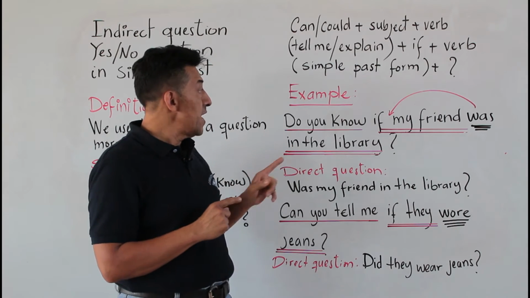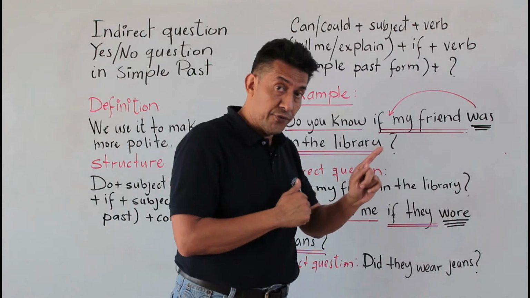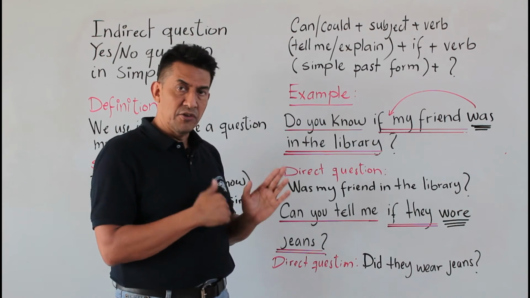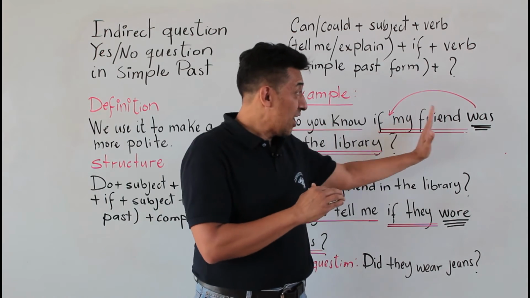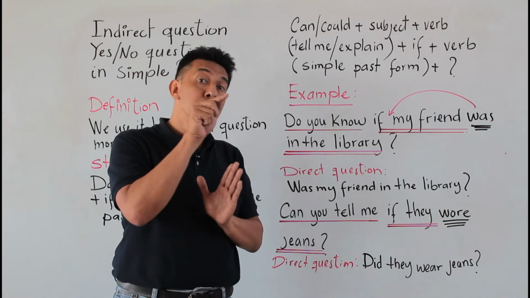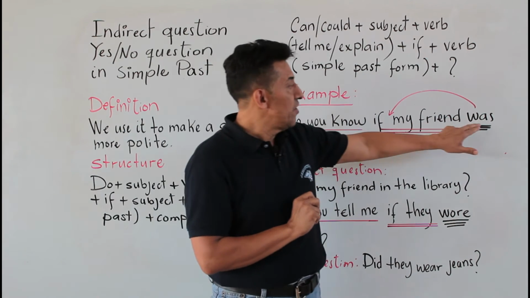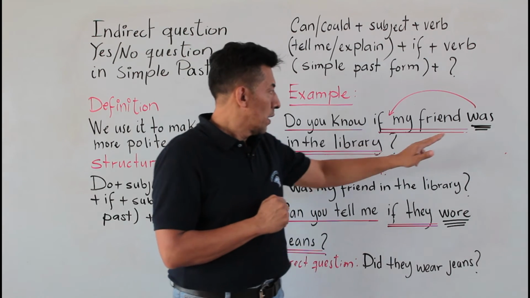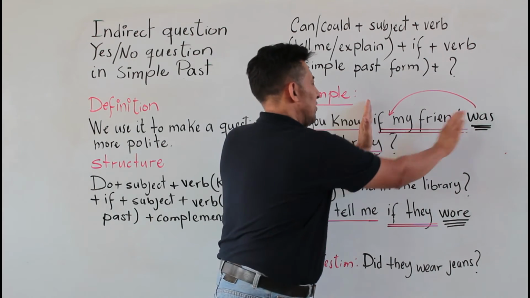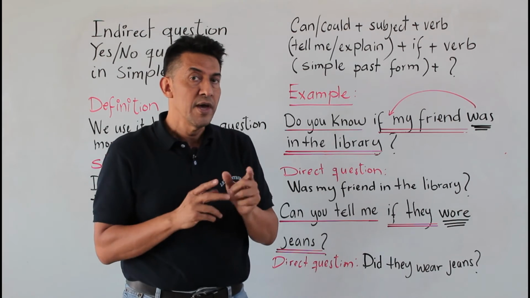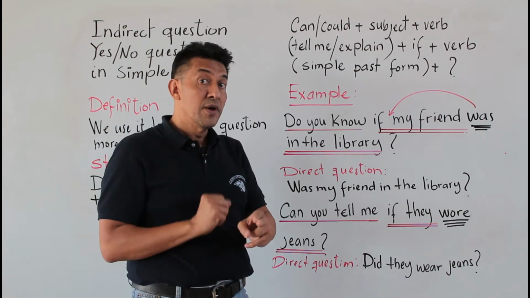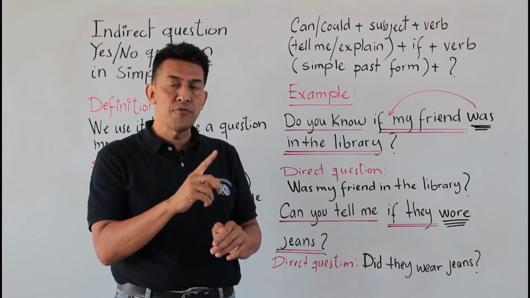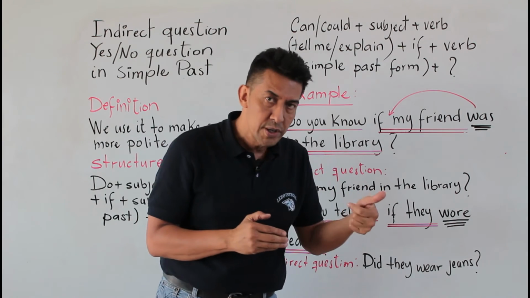So the first one says, hey, do you know if? Remember, we always use this part of the sentence: do you know if. The second part of the sentence is the one where you have to be careful with the verb, because it has to be in the simple past form. So the verb in this sentence is "was," and remember "was" is the past of "be." So you have to be careful with that. Okay, so let's read the sentence. Do you know if my friend was in the library?